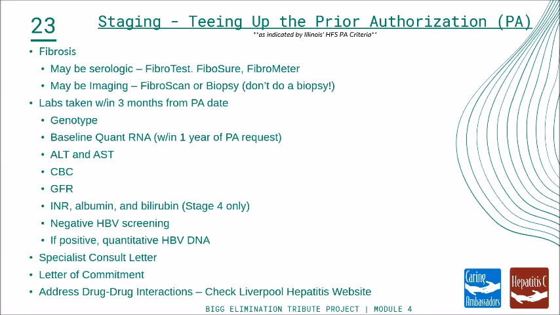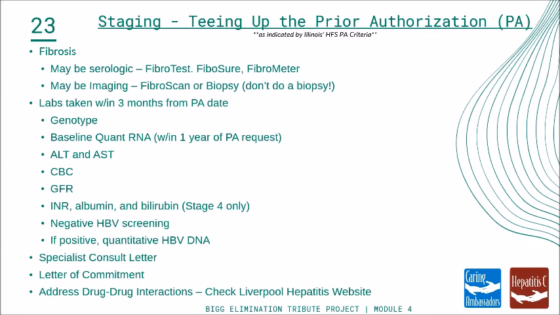And so I'm, again, using Illinois as an example. This is based off of what our PA criteria is for hepatitis C. And the criteria is that you have to prove what level of fibrosis that individual is in, which may be serologic or might be imaging. And this has changed over time.